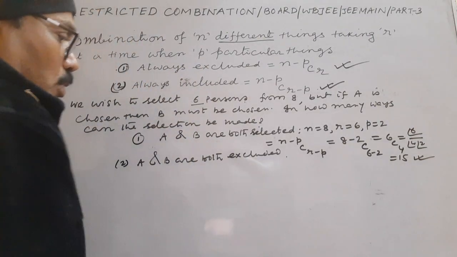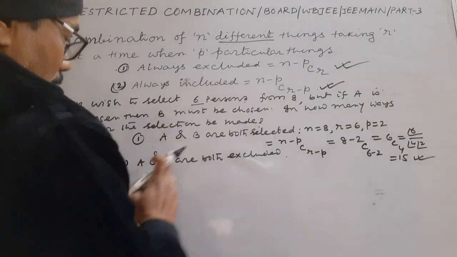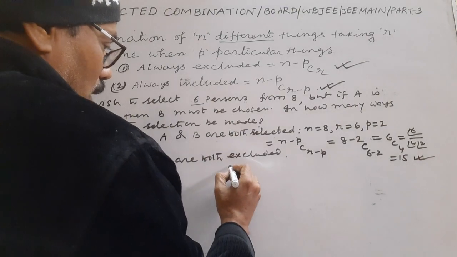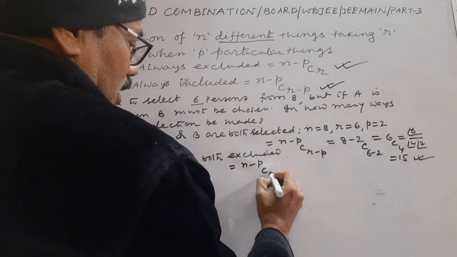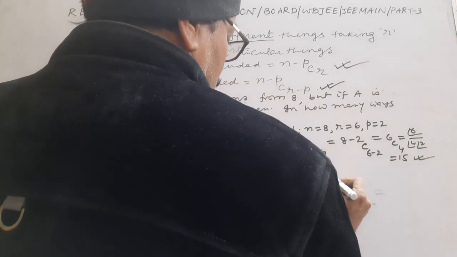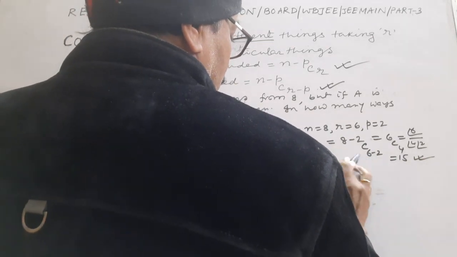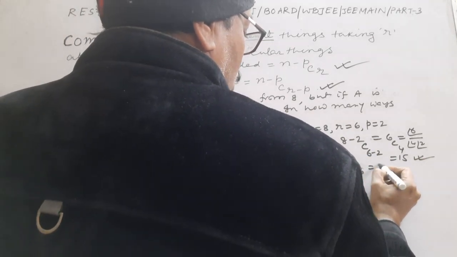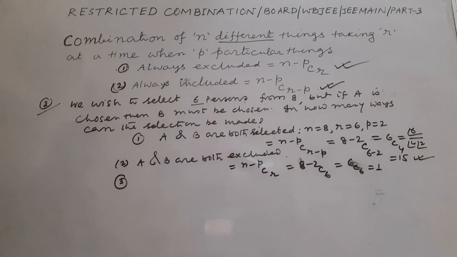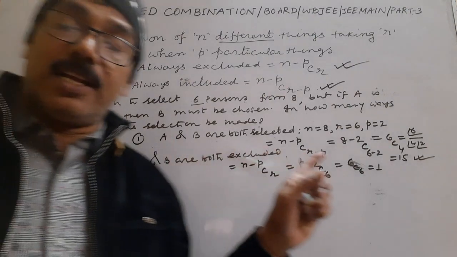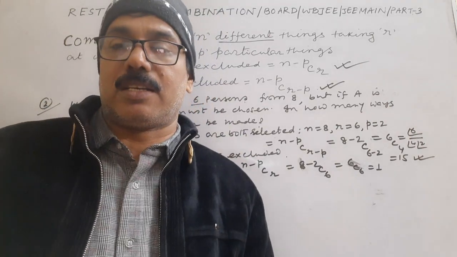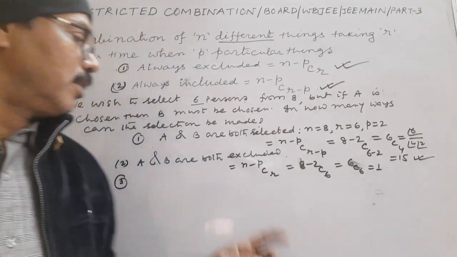So, the formula is: out of 8 things, 6 are taken, 2 are always excluded. So the formula is n minus p C r. So 8 minus 2 C 6, so 6 C 6 equals 1. And there is one more possible case. What is the possible case? If A is selected, then B must be selected. So there is a case where B is selected, A is not selected.